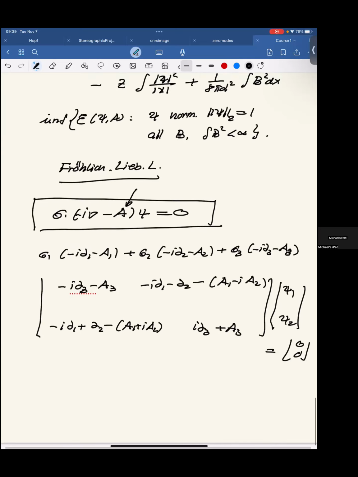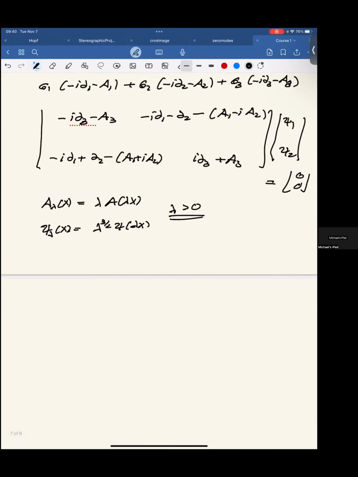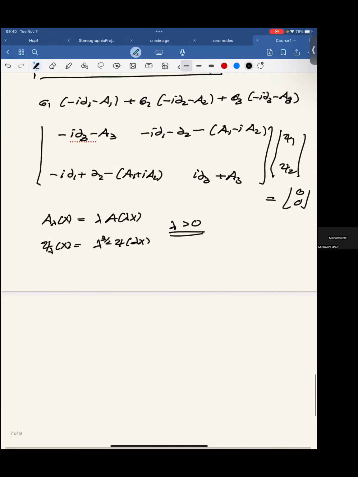You see, such an equation doesn't impose a scale. What you can do is you can introduce A_lambda of x, which is lambda A of lambda x. And you introduce psi_lambda of x, which is lambda^{3/2} psi of lambda x. Lambda is any positive, if you like, real number. And what you notice is that for psi_lambda, this lambda^{3/2} you put here, the normalization is preserved.